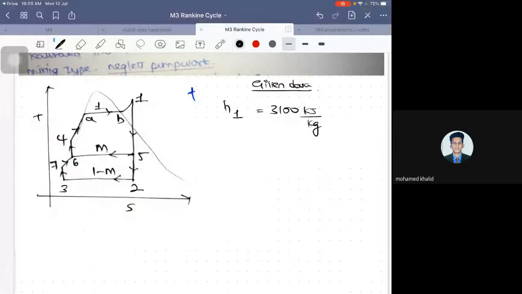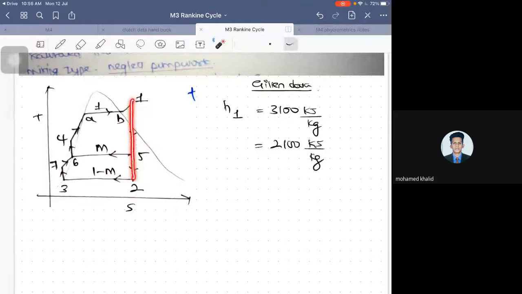We pretty much know that the turbine expansion happens from state 1 to state 2, and it says the enthalpy of the steam coming out of the turbine is 2100 kilojoules per kg. Now, what is this value? Is it H5, H2 or H1? 2100. H2. It is the value of H2.